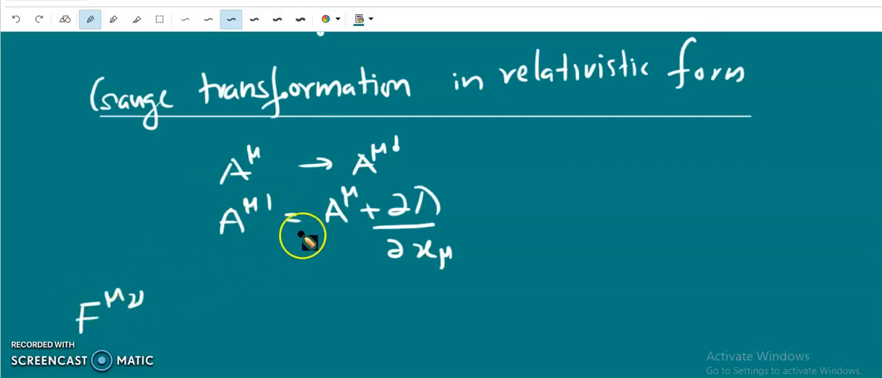When we apply this transformation, we can see that the field tensor F mu nu is invariant. So instead of the potential, we have a 4-potential. Vector potential and scalar potential are not separate; together they form a 4-vector. Applying this transformation, we can see that the field tensor is invariant. This is the same as before, and we can show it.